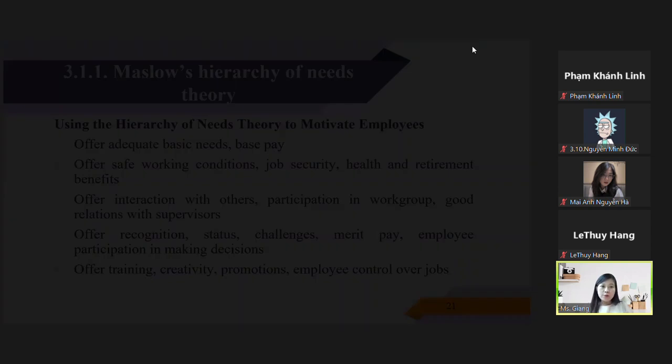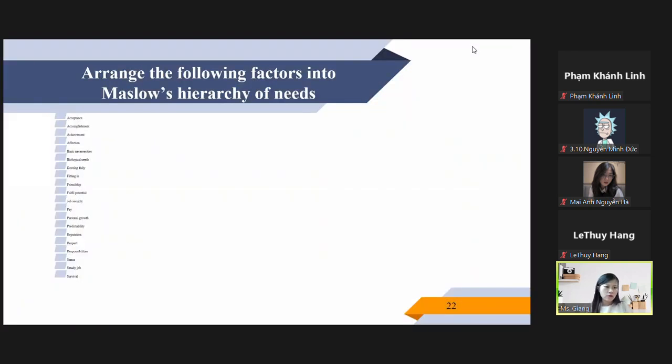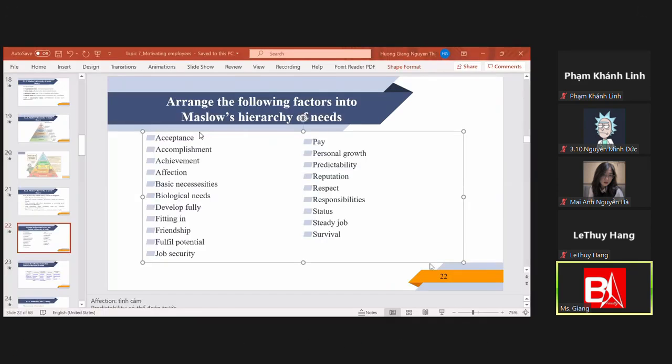Okay, we will move on to an exercise. Wait for me a moment. Maybe because today I'm using a different computer, so, arrange the following factors into Maslow's hierarchy of needs. We have the 5 levels of needs, right? And your responsibility is arranging the different needs into the 5 levels of needs. 5 minutes for you, okay?